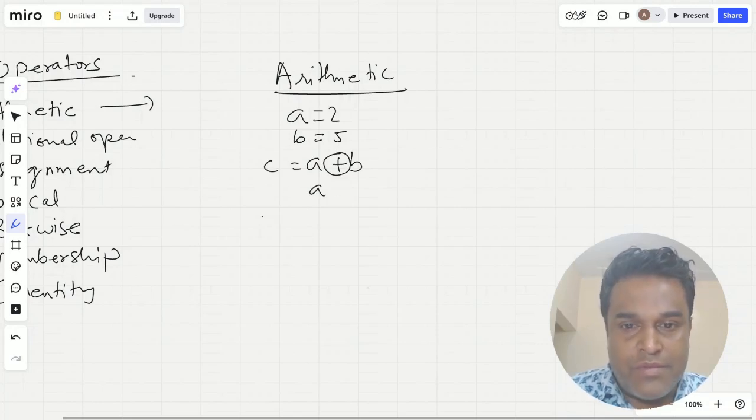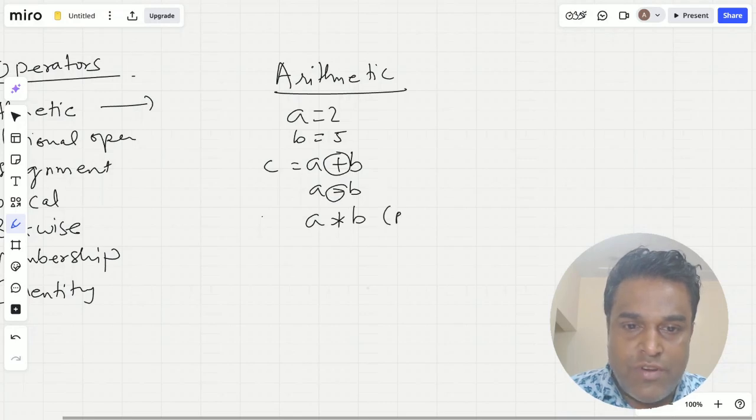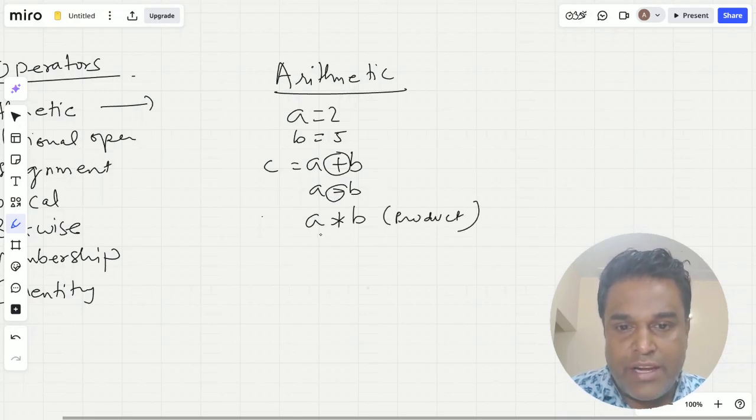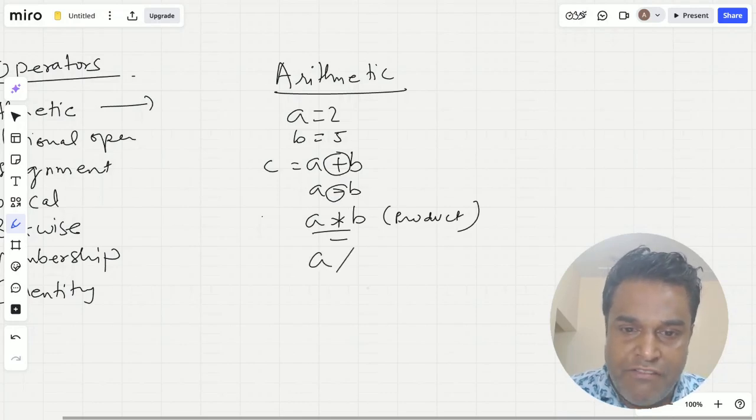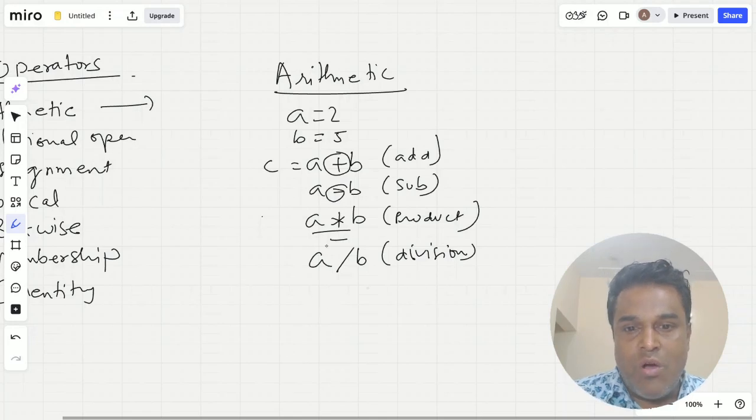Then we have the subtraction, that is A minus B, the minus sign. Then I have the asterisk character, which we normally call the star character. That is the product, so this will be the multiplication, right? This is going to give the product. Then we have the front slash, which is used for division. So this was for the addition and this was for the subtraction. Then we have the floor division.